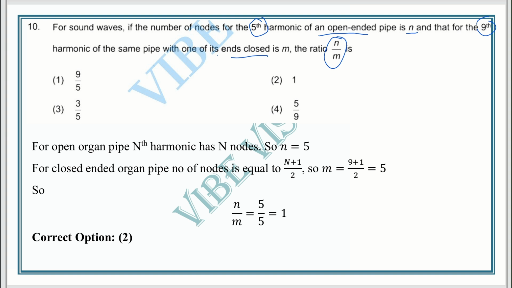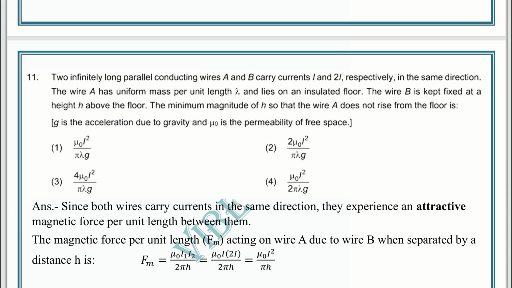Okay, for an open organ pipe, the nth harmonic has n nodes, that is, here we have the fifth harmonic, so N equals 5. But now coming to the closed end pipe, the formula changes. The number of nodes equals n plus 1 by 2, and here n is 9, that is 9 plus 1 by 2 equals 5. So M equals 5, and the answer N by M is 5 by 5, equal to 1.